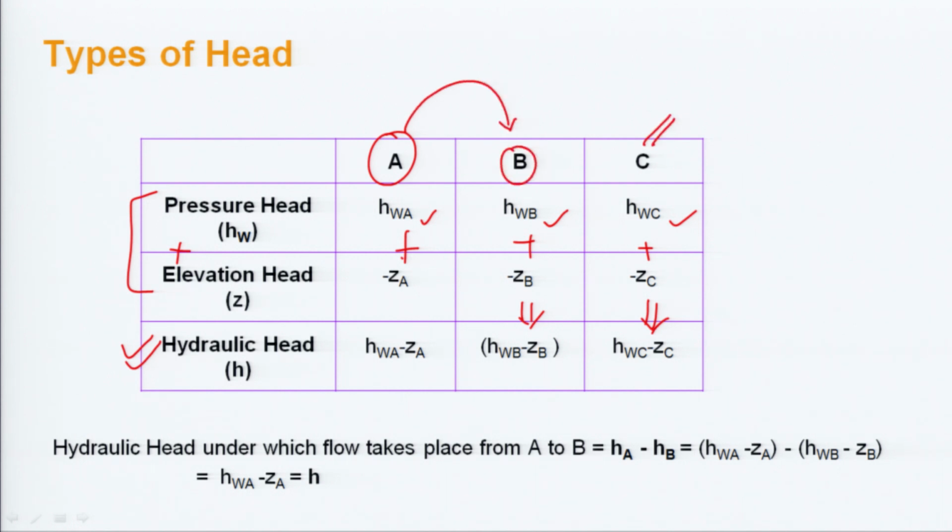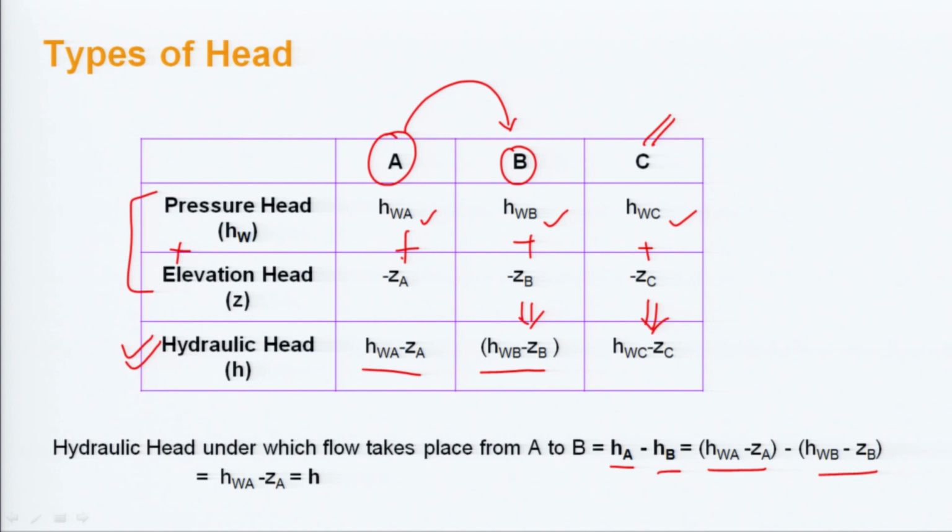So, we are taking this A to B. The head is actually this HWA minus ZA, and then between these two, the flow takes place from A. So, this energy will be somewhat more and this energy will be somewhat lesser. So, the head will be HA minus HB, that is HWA minus ZA, HWB minus ZB.